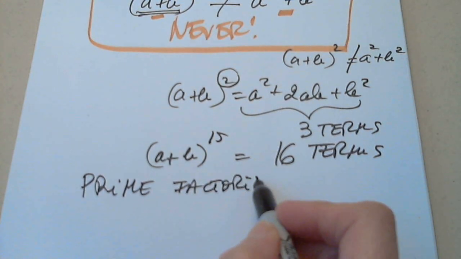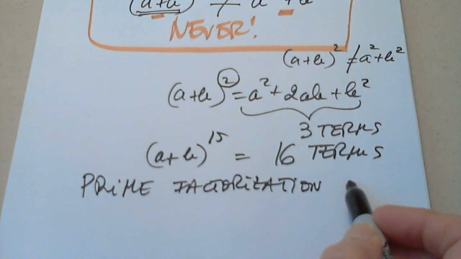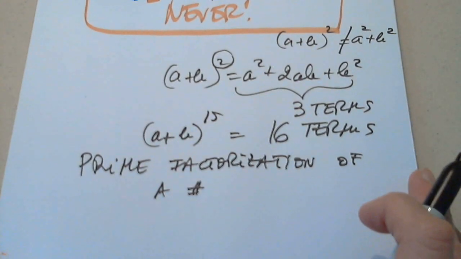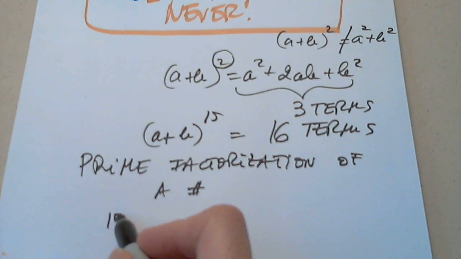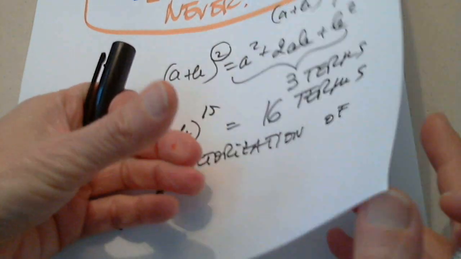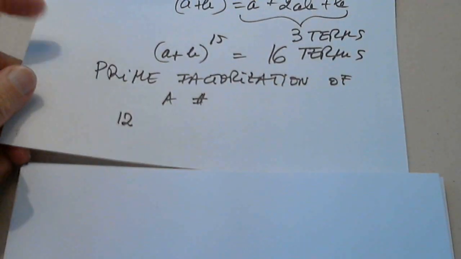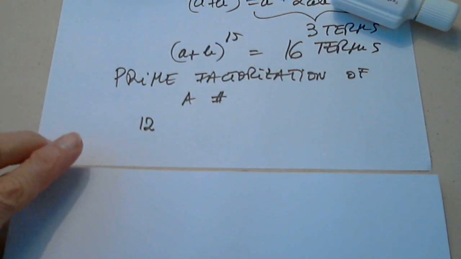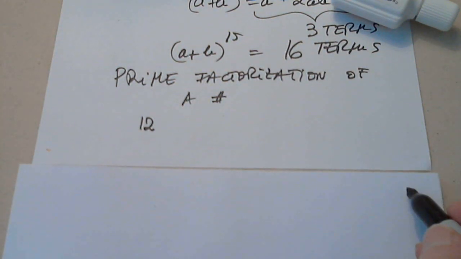Factorization of a number. Okay, so I'm going to start with something very simple like 12. So let's say we are asked to find the prime factorization of a number. And the number that we selected is 12.